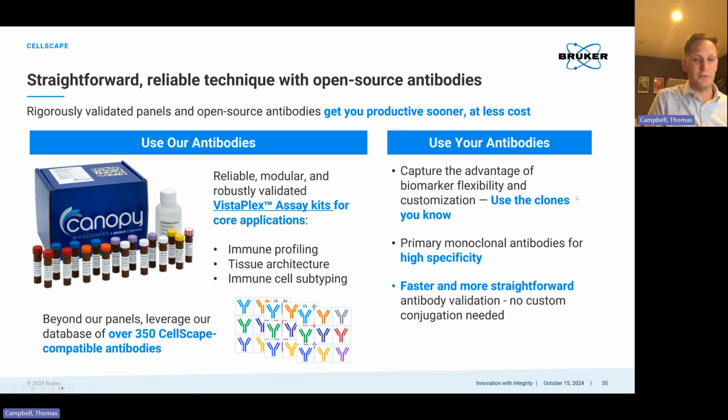Or as a user, you can go source your antibodies from any other commercial antibody vendor, leveraging experience you might have with specific clones. Any sort of primary monoclonal antibody that's conjugated to a compatible fluorophore is compatible with the platform. And this leads to really fast and straightforward assay validation and customization.